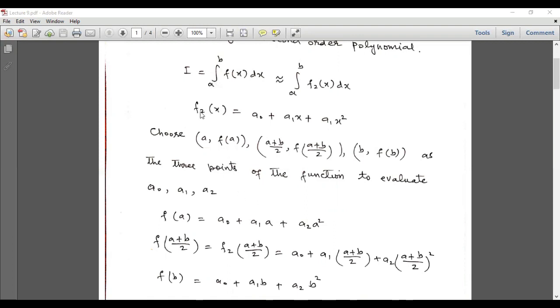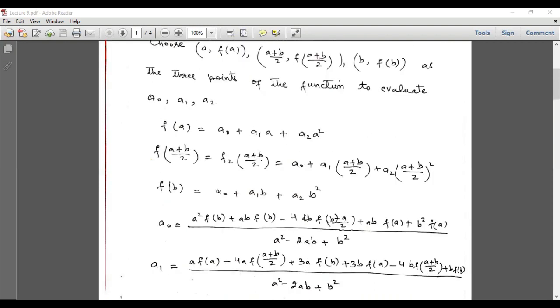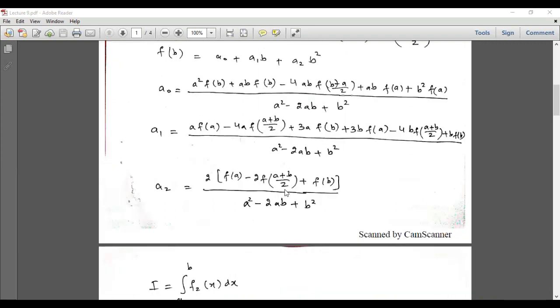So let's evaluate the function value at the first point, which is a. So f of a will be equal to a naught plus a1a plus a2a square. Similarly, f of a plus b over 2, which is the midpoint of this interval, will be equal to a naught plus a1 into a plus b by 2 plus a2 into a plus b by 2 square. Similarly, the third equation will be constituted by using f of b equal to a naught plus a1b plus a2b square, right? So these are the three equations, and by solving these three equations simultaneously, we can evaluate the values of a naught, a1, and a2.